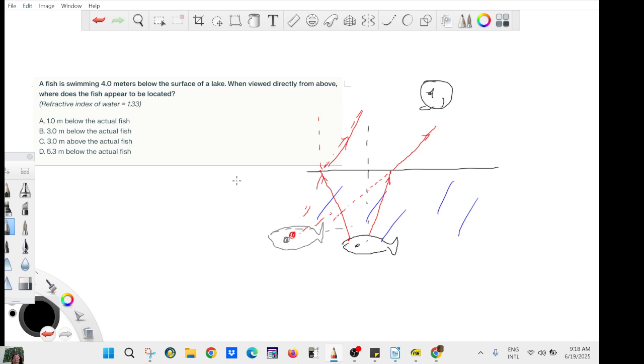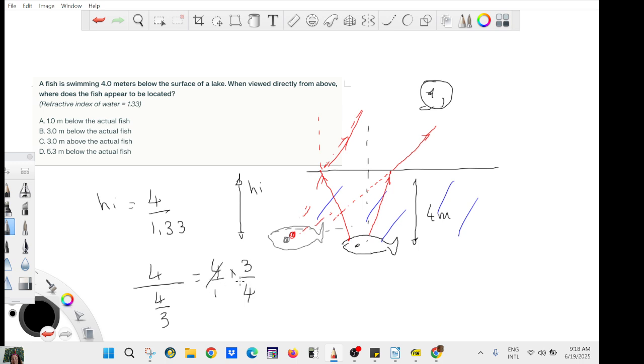My picture is not great, but the height here will be the real height, which is 4 meters. So 4, and you divide by 1.33. So 1.33 is 4/3, so you multiply by the reciprocal. So it's going to be 3 meters below the surface.